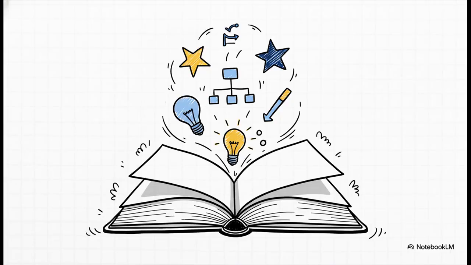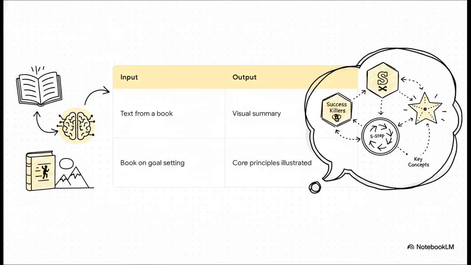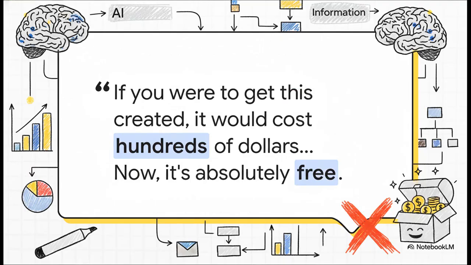Now, this next one is a total game changer for any students, researchers, or frankly, anyone in a book club. Imagine summarizing an entire book in a single visual. You can literally copy and paste text from a book, in this case, one about achieving your goals, and the AI will read it and distill the most important principles. It pulls out key concepts like success killers or the 5-step process and organizes them into one super digestible visual summary. And just stop and think about the value here for a second. If you wanted a graphic designer to create something like this for you, it would probably set you back hundreds of dollars. With this tool, it's absolutely free.